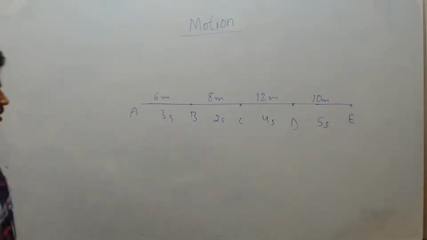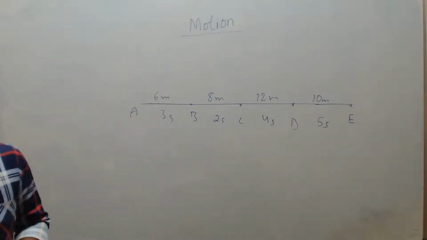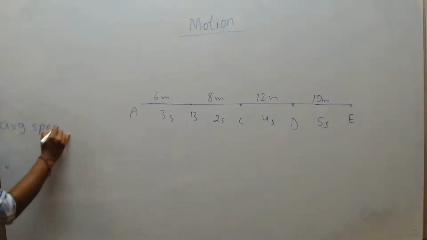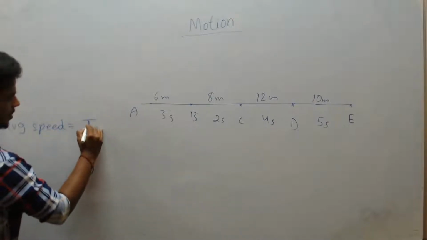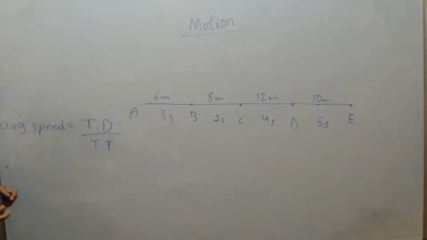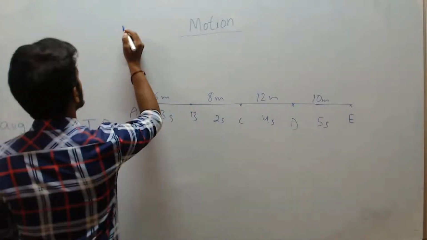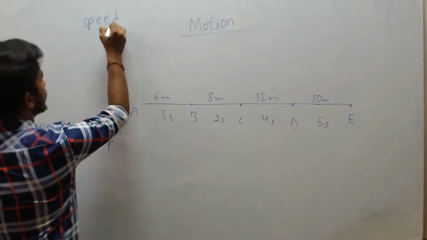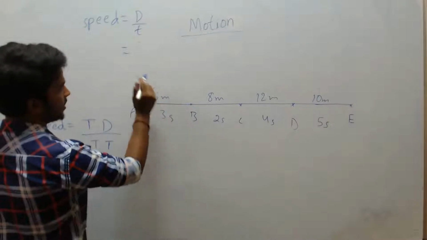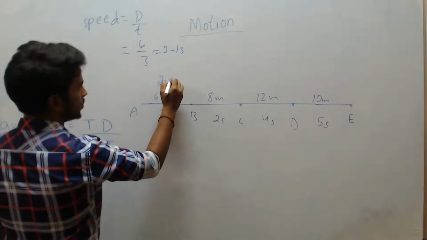Now, average speed means the total distance traveled in the total time taken. To calculate average speed, we have the formula: average speed equals total distance traveled divided by total time taken. So listen here. What is the speed from A to B? Speed equals distance by time taken. What is the distance from A to B? That is 6 by 3, so 2 meter per second. Here the speed is 2 meter per second.